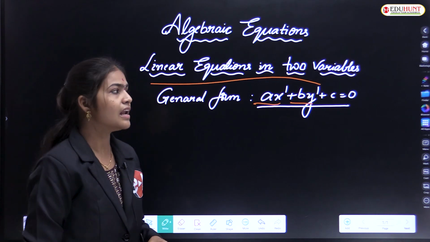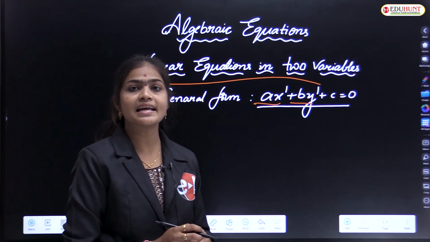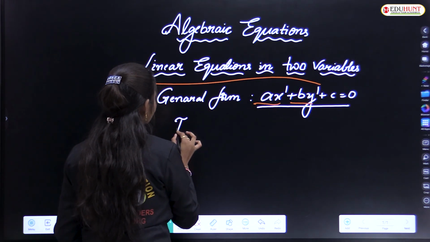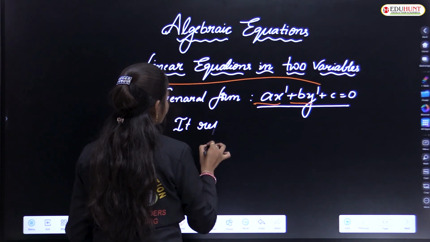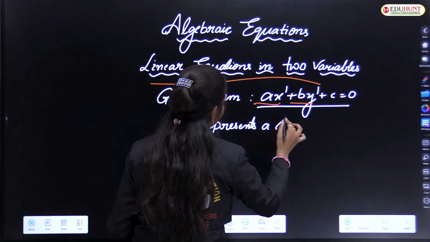Okay, is it clear? Now here a linear equation in two variables represents a straight line. It represents a straight line.